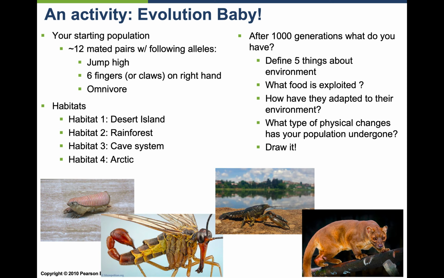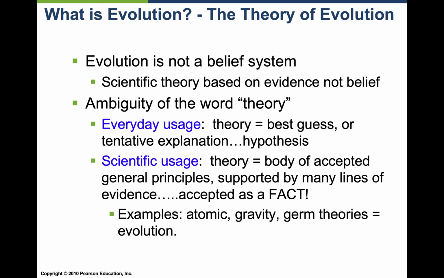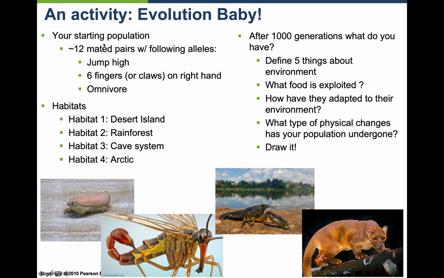So one of the things I want you to do, though, is just compare, right? Like, what did you see? What are the differences in your population of whatever animal group you wanted to pick with these alleles after 1,000 generations? Compare and contrast and figure out, you know, why does one evolve a different way than another?